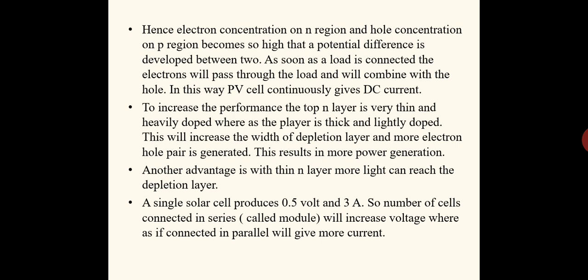So more electron hole pairs can be created by the incident solar radiation. The more electron hole pairs are generated, the more voltage we can get as the output. This results in more power generation. Another advantage is that with a thin n layer, more light can reach the depletion layer. That is another advantage of making the n layer thin.